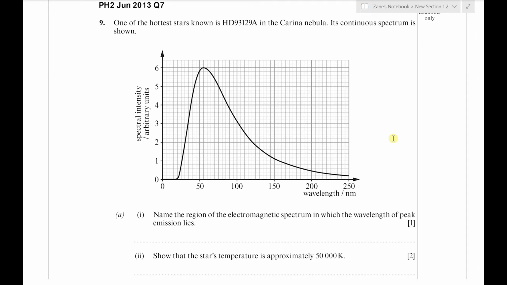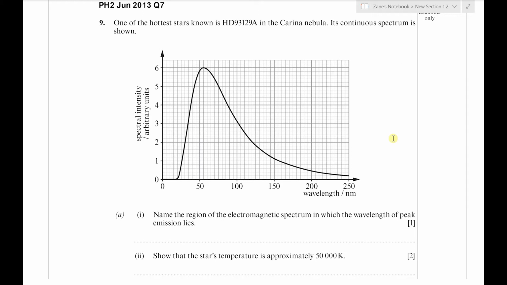This time it's from June 2013's Unit 2 paper, and it was question 7, and it's a question about radiation from stars, which is now on Unit 1 of the WJEC specification. First part of the question, we've got a spectral intensity against wavelength graph for one of the hottest stars known, HD 93129A in the Carina Nebula.